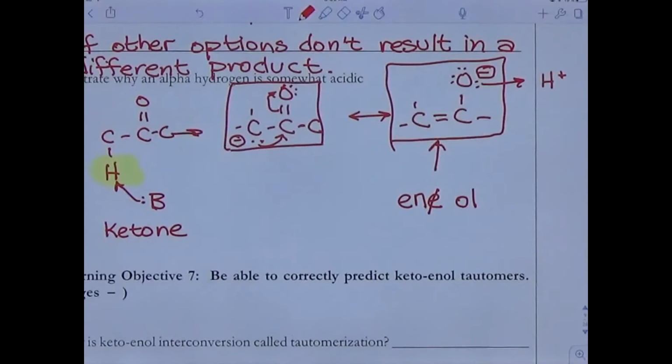Okay, but it always involves a carbanion at some point. And so carbanion stability is probably going to be the big issue. If you have multiple alpha hydrogens, which one are you going to remove? You'd want to form the more stable carbanion.